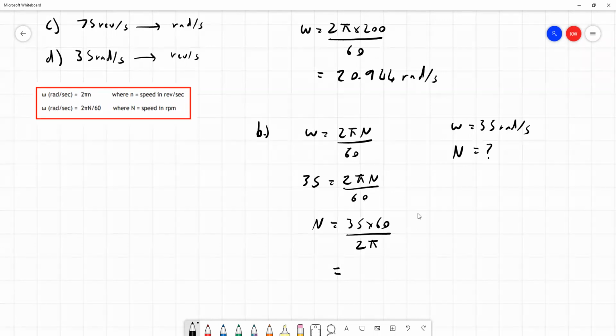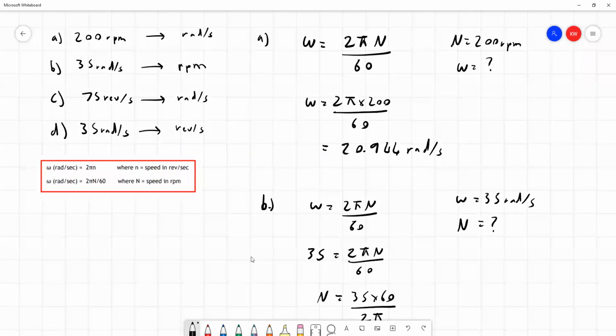And we can put this into our calculator. And that gives us a value of 334.225, if we just keep rounding to 3 decimal places. But generally with RPM we'll round to the nearest RPM or 1 decimal place. RPM, which we can also write as revs per minute, is the same units there. So we've done parts A and B. So let's look at part C.